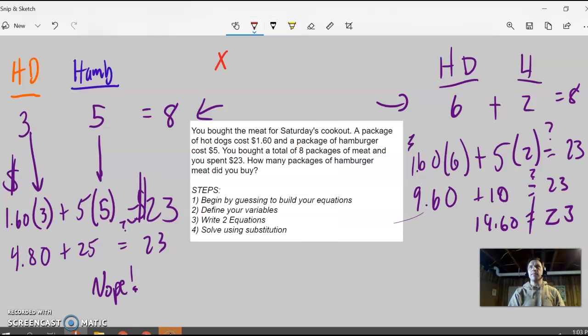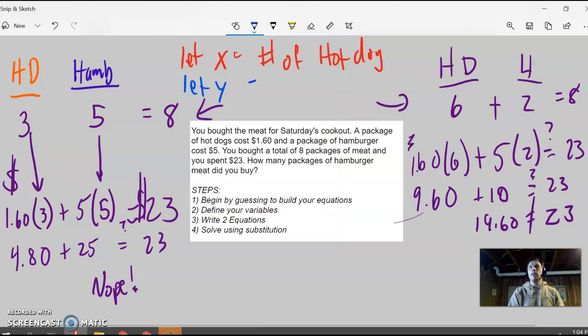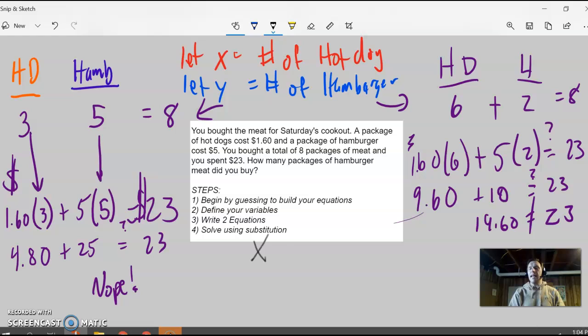make our hot dogs equal to X. So let X equal the number of hot dog packages. And let's let Y equal the number of hamburger packages. All right, and so we have X and Y. Well, we guessed here X and Y, guessed here X and Y. So really what do we need? We need the number of hot dogs and the number of hamburgers together to equal 8. So we just say X plus Y has to equal 8.